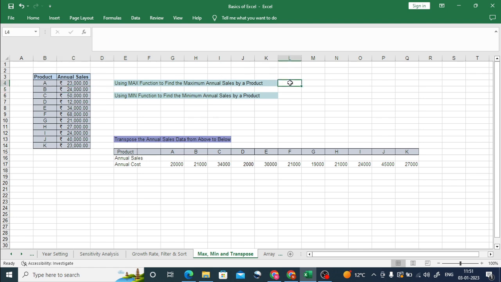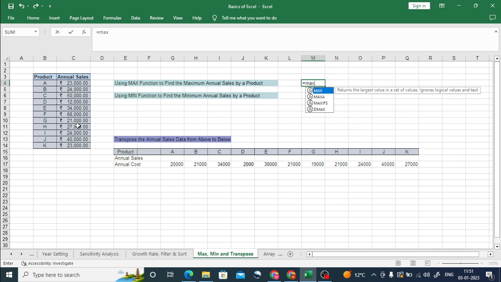Now over here you can see two questions that we have. First question is using max function to find the maximum annual sales of a product. So if you are being asked what was the maximum amount of sales of any product from all these annual sales data that you have been given, how you will find it? Simply use the max function.